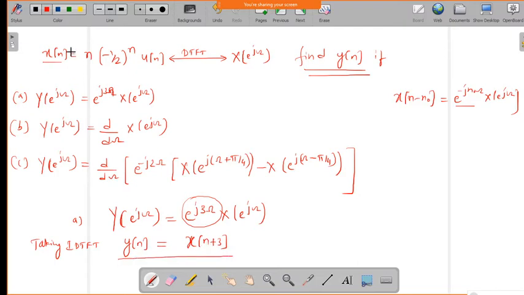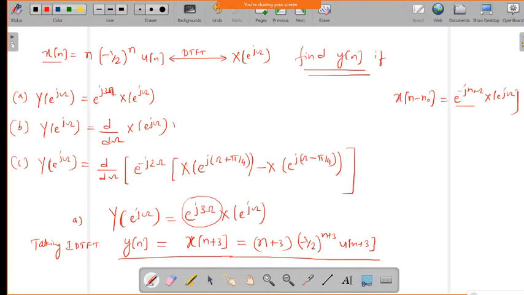So now we know the x of n signal which is given here. Wherever n is there, you replace it by n plus 3, so that will give your y of n. That is the corresponding y of n for this e power j 3 omega into x of e power j omega, which is half power n plus 3, with a minus sign, into u of n plus 3. So now this is the time domain signal for the corresponding y of e power j omega. So it is understood? Any doubt? Using the time shift property.